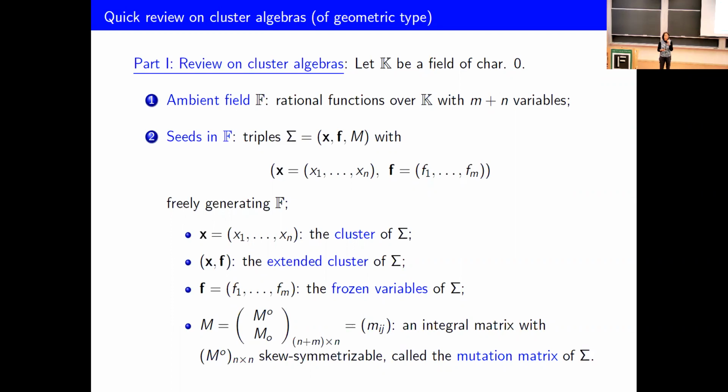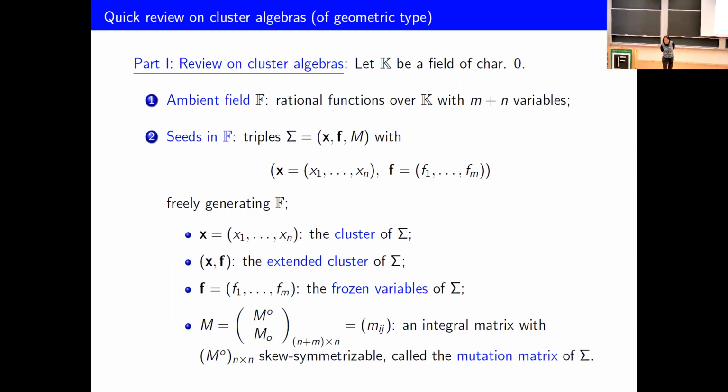I think so far the definition should be okay. It's a set of free generators for the whole field. A part of these are called frozen variables, meaning we are not going to do anything about them. The other part, the n, are called cluster variables. So you have a cluster, an extended cluster, and a mutation matrix. Why do we need this? Once you have this, you can start to mutate. From each seed, you get many other seeds. This is called mutation. That's the next slide.